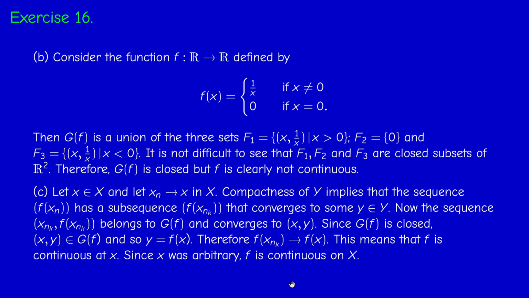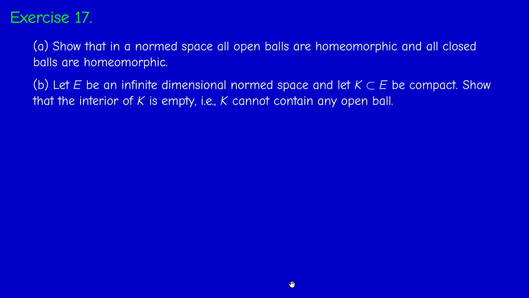Okay, last exercise. It's related to Riesz's theorem about the non-compactness of the unit sphere or the closed unit ball in an infinite dimensional space. Okay, but first a preliminary question. In a normed space, all open balls are homeomorphic and all closed balls are homeomorphic. Okay, here we are taking the norm topology or the strong topology.